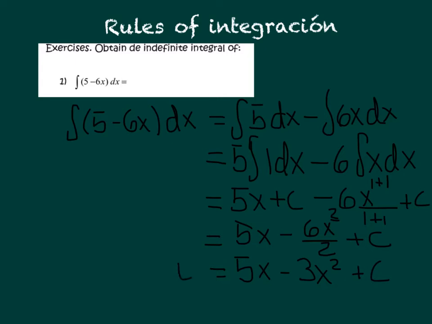So this is the function whose derivative equals 5 minus 6x. So we can check it. If you find the derivative of 5x, that will be 5. Oh, wait, let me use the arrow that helps to show you what I mean. So here we are. We have the derivative of 5x equals 5. And the derivative of negative 3x squared will be negative 3 times 2, that is negative 6x. Questions? Well, if you have questions, I'll be around to help you.